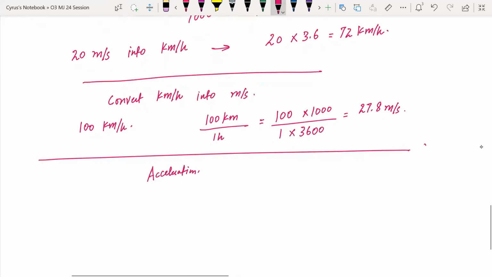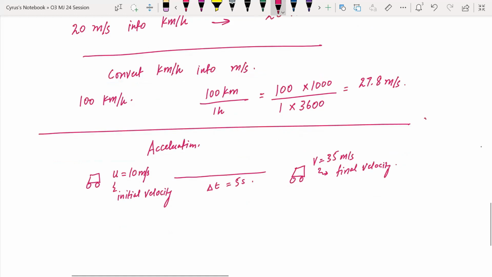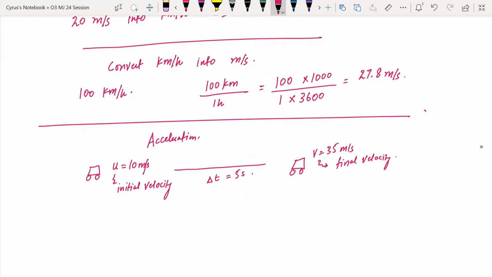So what is acceleration? For example, there was a car, it had an initial velocity, let's say it was moving at an initial velocity 10 meter per second. This is initial velocity, and it went to a final velocity v. Let's say this was 35 meter per second, and this is the final velocity. This entire thing occurred in a time of, let's say, 5 seconds. This fancy symbol that you see here is the change in time, delta t.